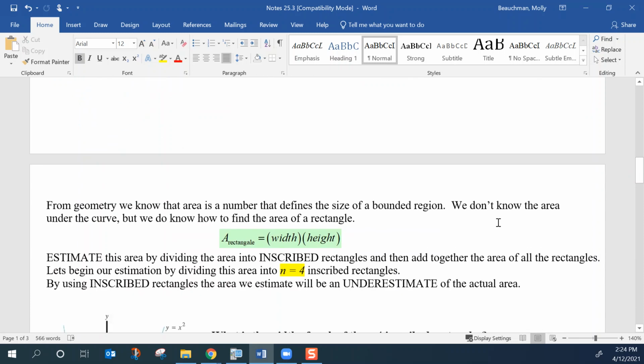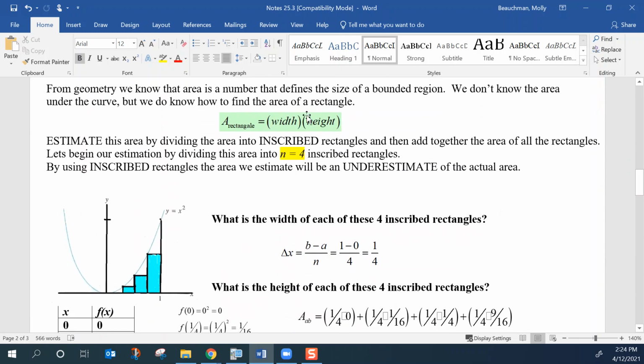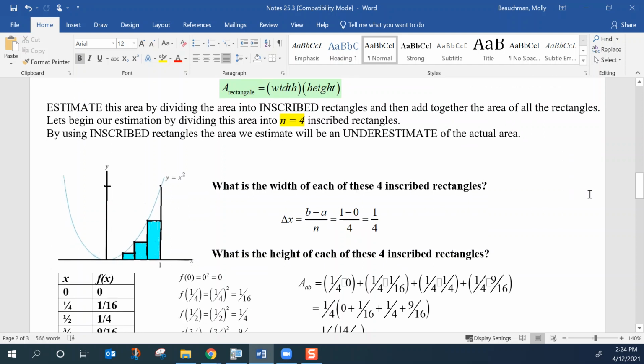One technique we're going to look at comes from geometry. We know that area is a number that defines the size of a bounded region. We don't know the area under the curve, but we can find the area of a rectangle. So we estimate the area by dividing the region into inscribed rectangles and then adding together the areas of all the rectangles. Let's first divide our area into 4 rectangles. Being inscribed means the area is going to be an underestimate. We're going to draw 4 rectangles underneath the curve, not going above the curve, and find the area of each.